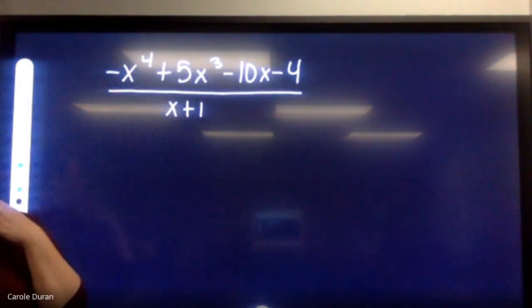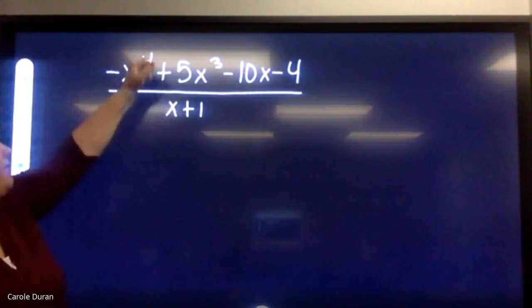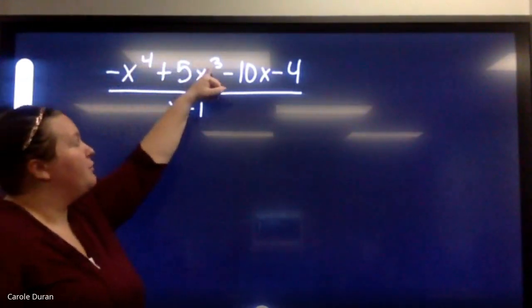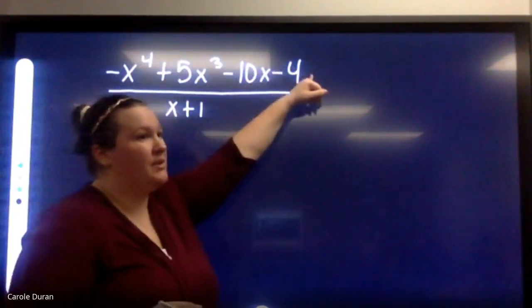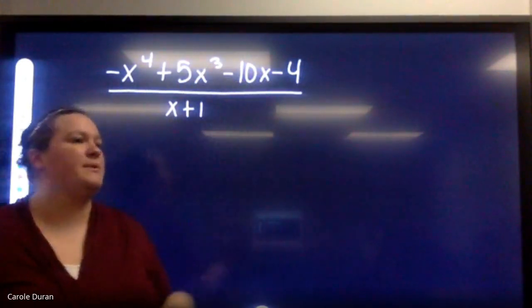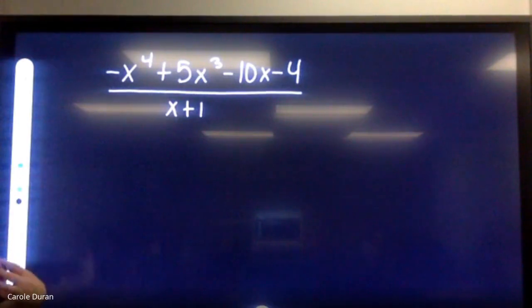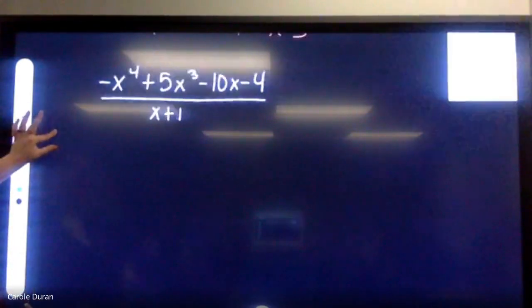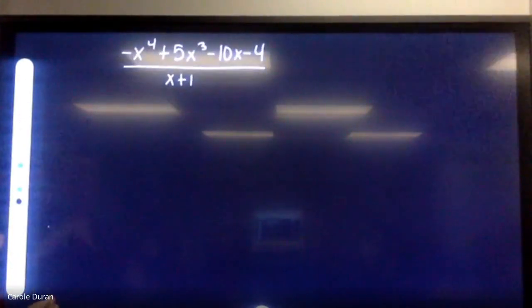What do you mean by skip? So I have an exponent 4, an exponent 3, an exponent 1, and an exponent 0. I skipped from 3 to 1, which means I don't have an exponent 2 represented here. That's what I mean by skipped term. So I have to fill that in with a 0 in my long division house.